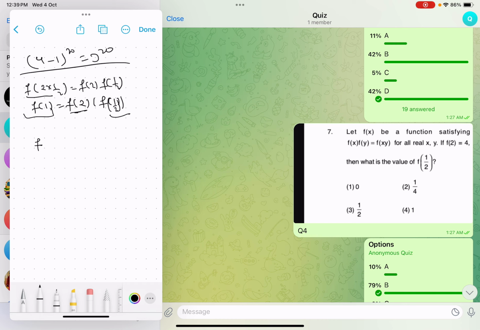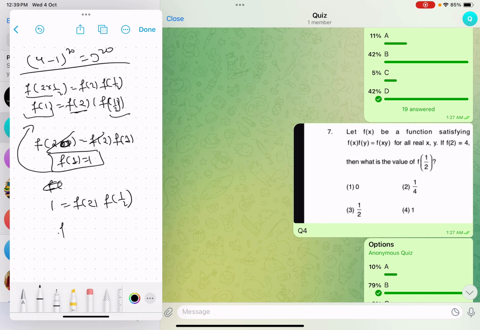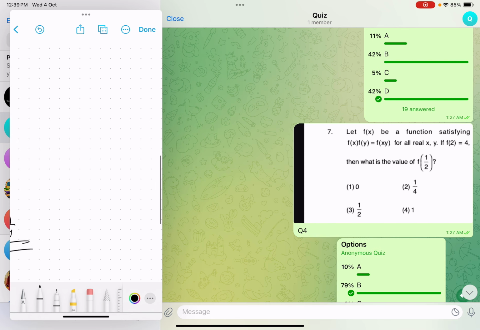Okay, so let us put first expression. If we see, we can write f(2) into 1 can be written as f(2) into f(1). f(2) into 1 is nothing but f(2), so this gets cancelled, so f(1) is nothing but 1, so f(1) is 1, so put this back here, so f(1) means 1 equal to f(2) into f(1/2), so f(1/2) equal to 1 by f(2), and f(2) value we know is 4, so 1 by 4 is the answer to this question. That's it, done.